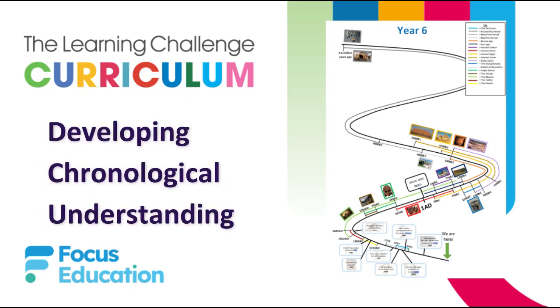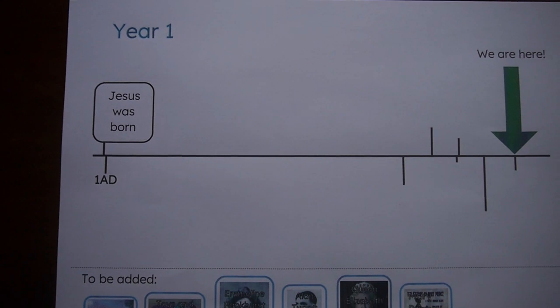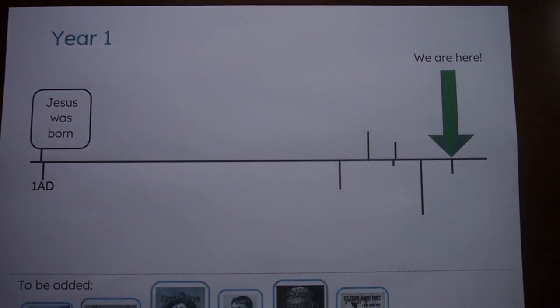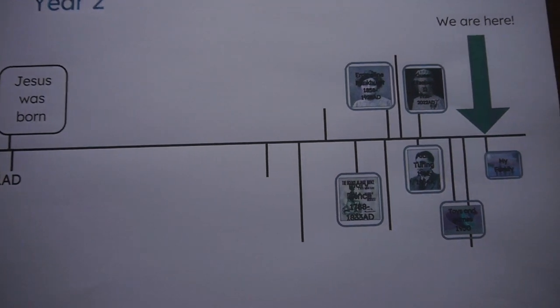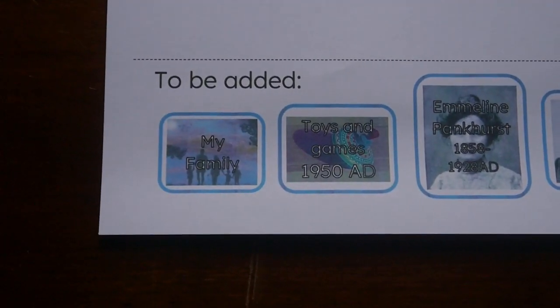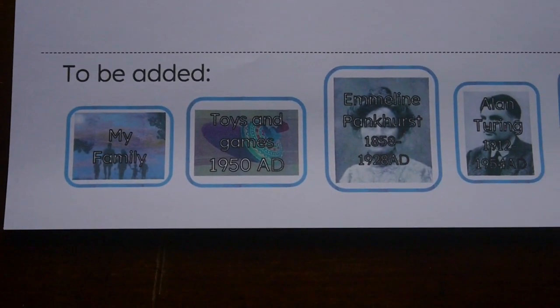Using timelines to develop chronological understanding. In Year 1 and 2, children are given a simple horizontal timeline in order to record events that they study across the years. Each of the timelines comes with a set of key events linked to the Learning Challenge curriculum units that the children can add across the year.